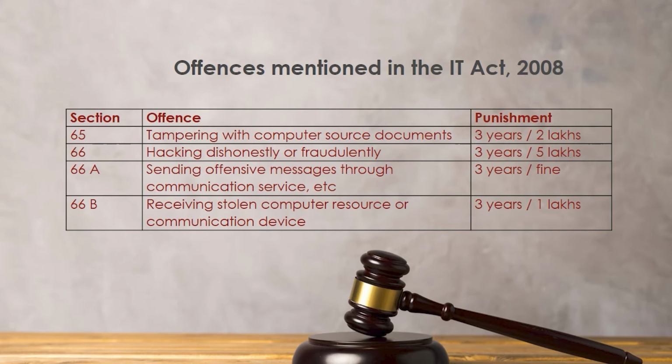Even then you have to know that there was a section called 66A which punished people who sent offensive messages through communication services etc. They were punished with about 3 years of imprisonment with a small fine. This was struck down by the Supreme Court of India. And section 66B, which talks about receiving a stolen computer resource or communication device, attracts a penalty of 3 years of imprisonment or 1 lakh rupees of fine.